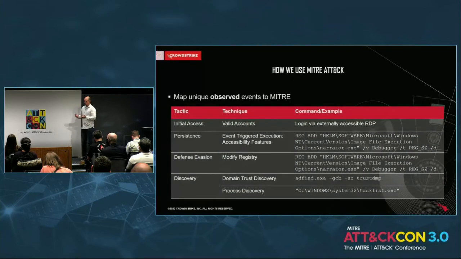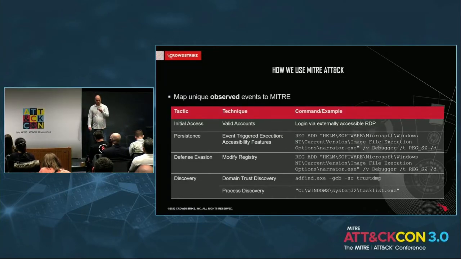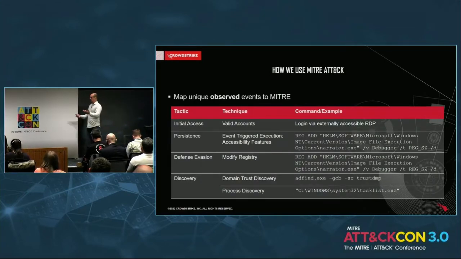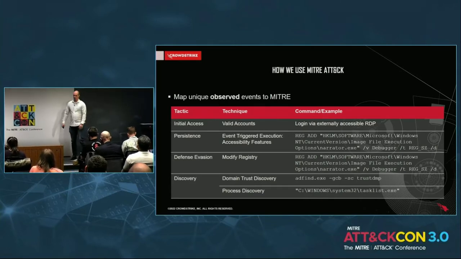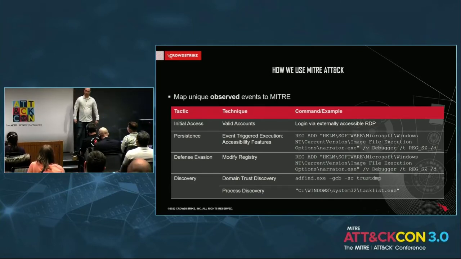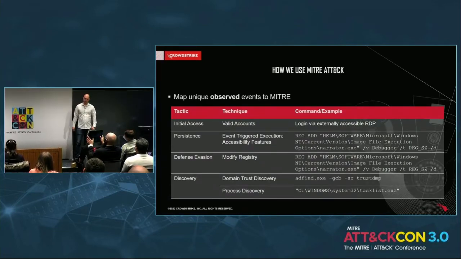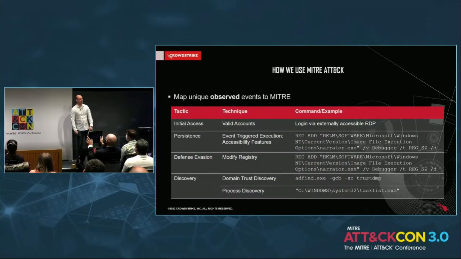And so we are mapping individual unique events within an intrusion to the attack matrix. And it's really fun to be able to dig down and look at a single line, which is an actual process rollup or a network connect. We're actually looking at hundreds to thousands of lines, depending on the scope of the intrusion. And we're going to map everything that we can to MITRE ATT&CK. So we have some examples here, initial access, valid accounts.